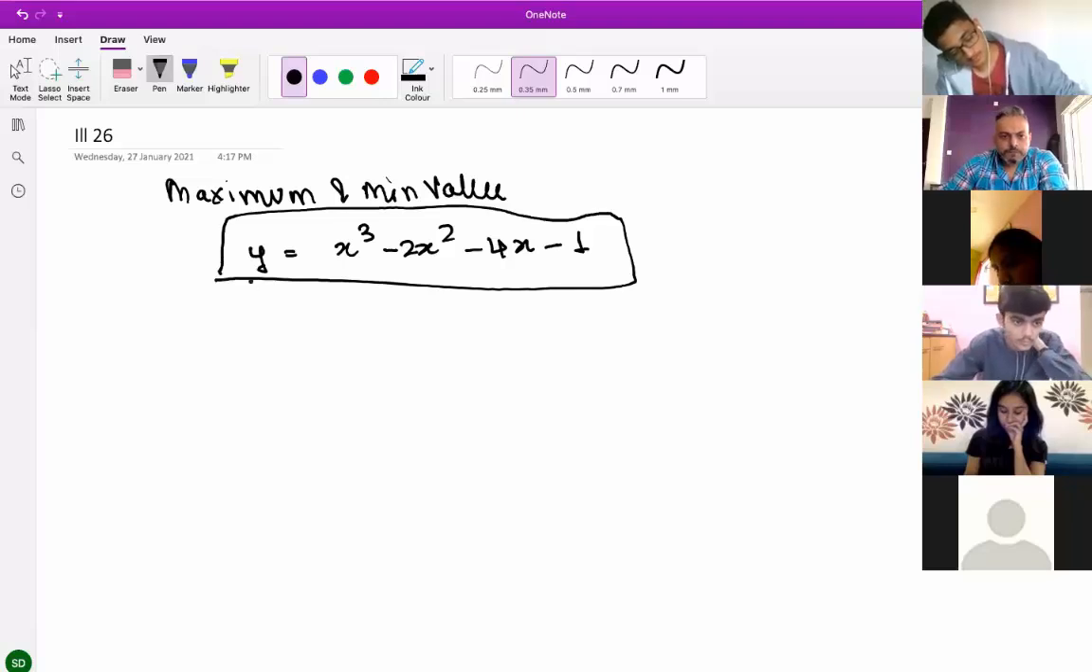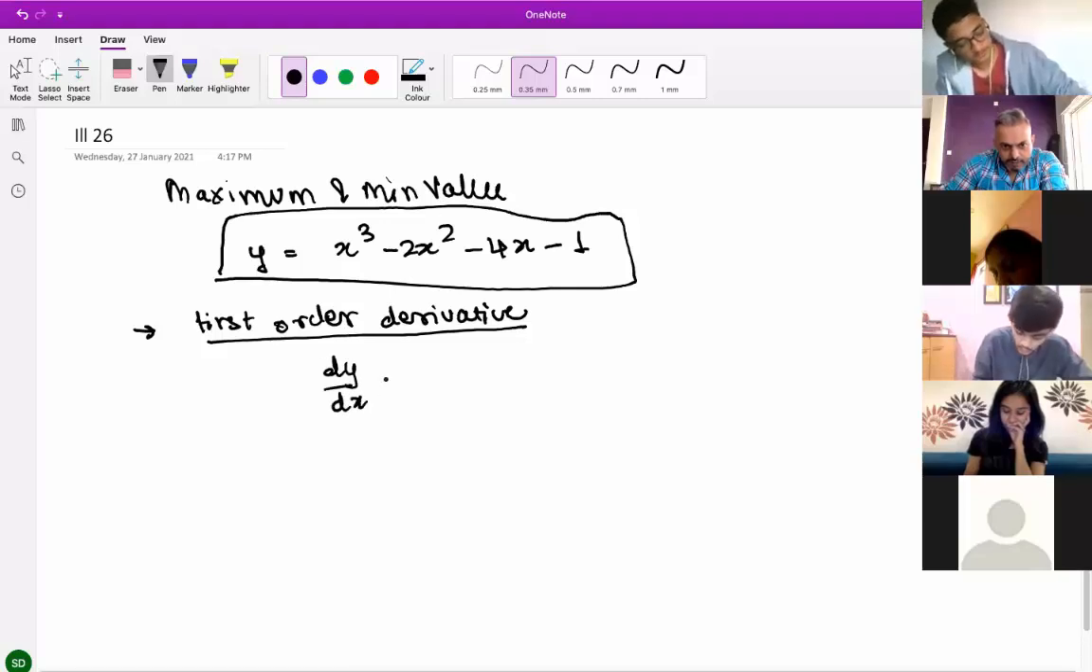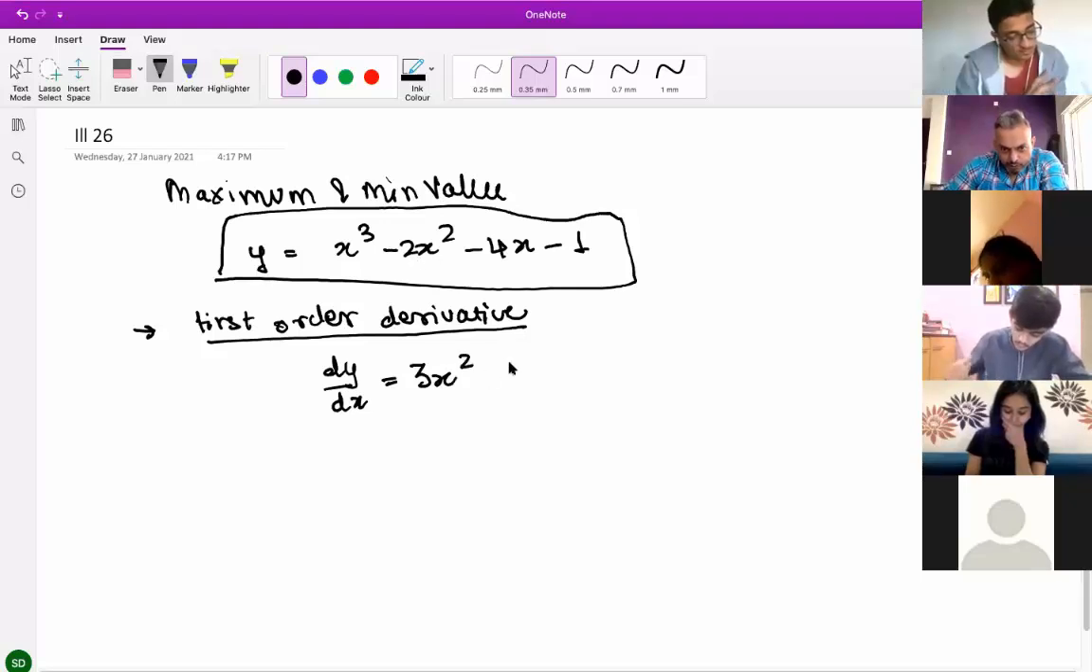Now, first step is we find out the first order derivative. I'll write the heading also so you come to know. So the first order derivative will be dy by dx is equal to 3x square minus 2, 2s are 4, 4x minus 4.